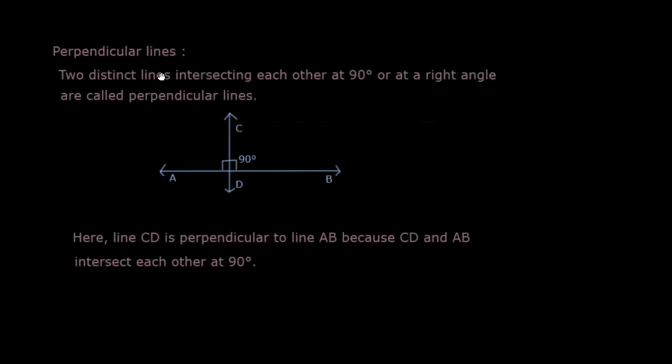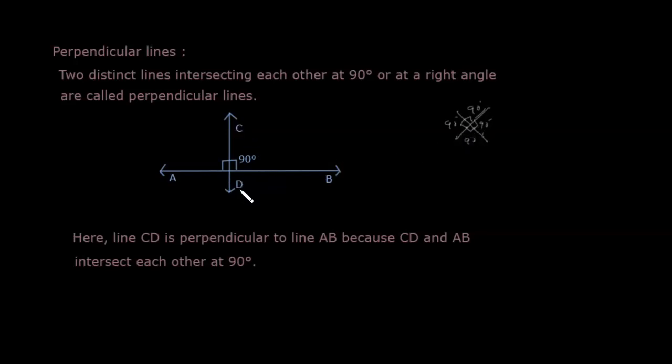Perpendicular lines. Two distinct lines intersecting each other at 90 degrees, or at a right angle, are called perpendicular lines. We know that two lines can intersect at one point only. But if this angle is 90 degrees, then all the angles are 90 degrees, including the linear pair and vertically opposite angles. In this case, the lines are perpendicular because they are making 90-degree angles with each other.